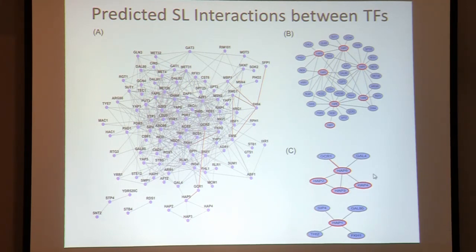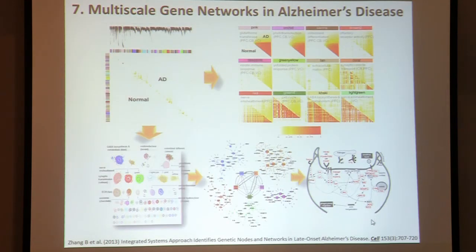But validation of those networks, just as with the drivers from the previous approach, requires enormous effort. That's also a limitation for the field. We don't have that many validation data sets, but we have a lot of hypotheses generated. Okay, so the last example is the multiscale networks in Alzheimer's disease, and we'll give more details in the afternoon talk.